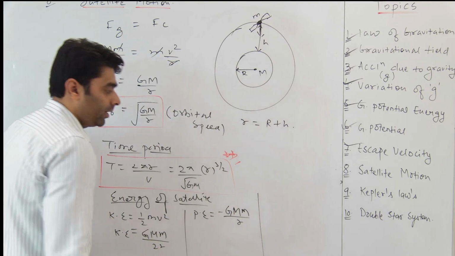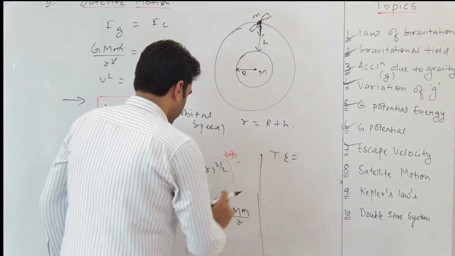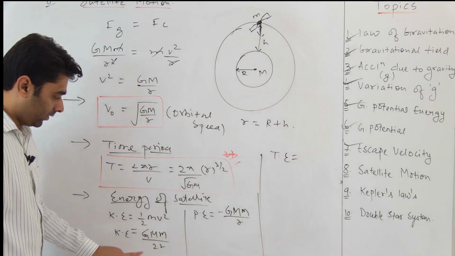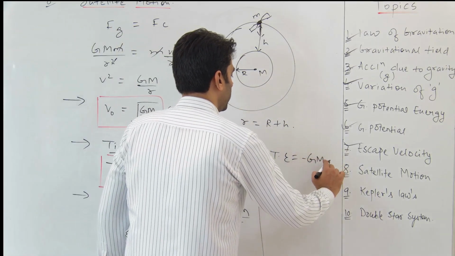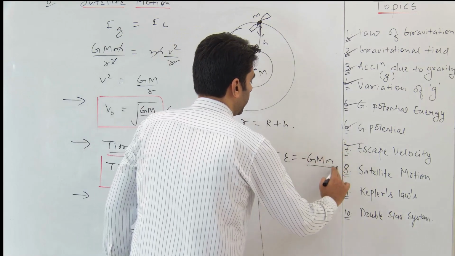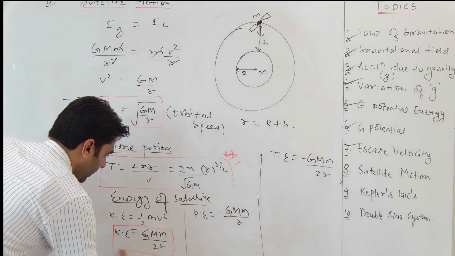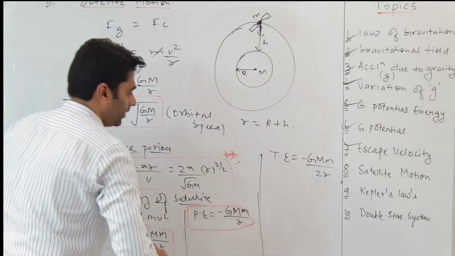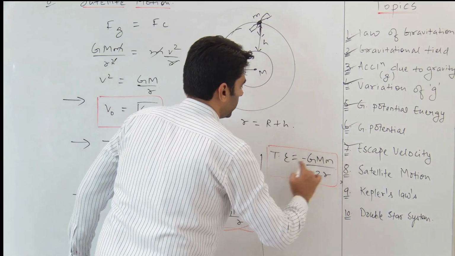Next, if we find the total energy, it will be kinetic energy plus potential energy. If you add both of these, you will get minus G capital M small m by 2r. So these are the results for kinetic energy, potential energy, and your total energy.